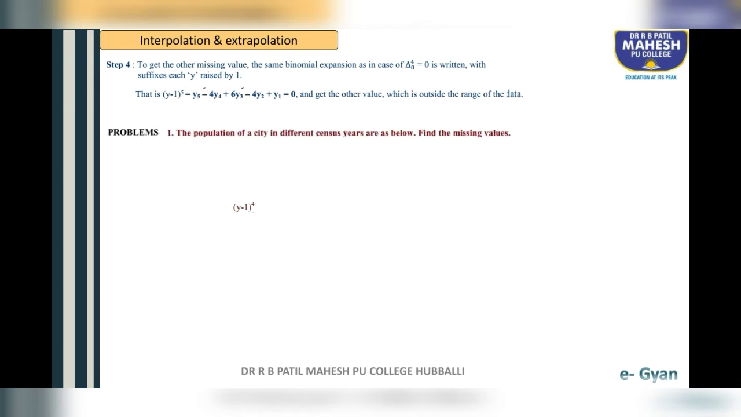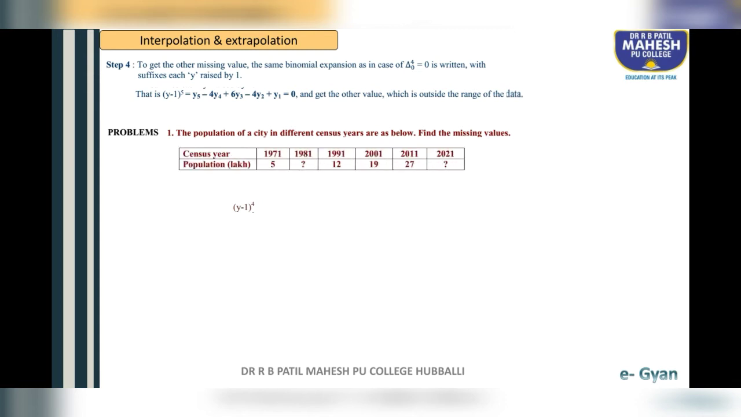So let us take the first example. The population of a city in different census years is as below. Find the missing values. See here, students, the first column, census year, is given as 1971, 1981, and the last value 2021. Population in lakh: 1971 is 5 lakh, 1981 is dash. Here we have to find the two missing values, the missing values for 1981 and 2021.